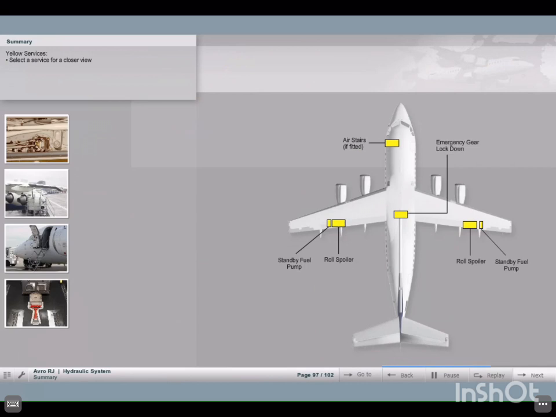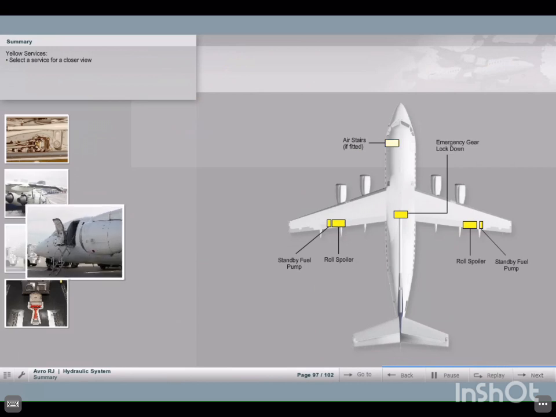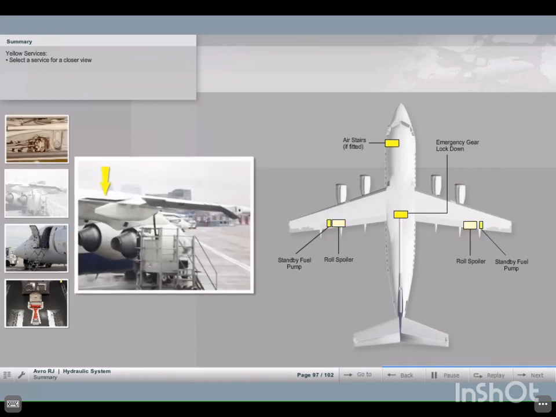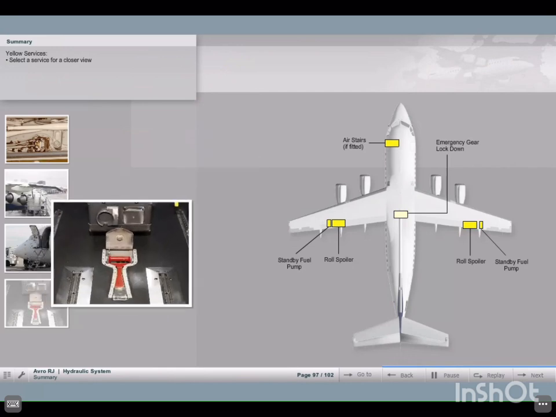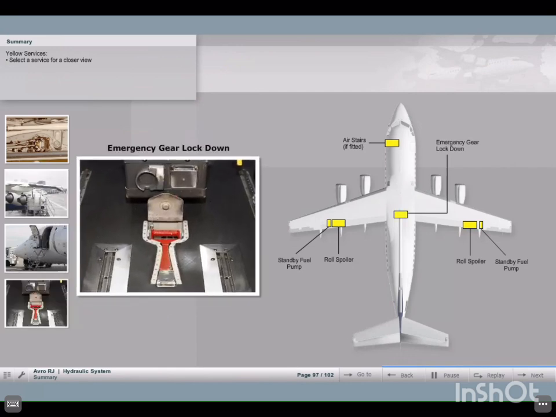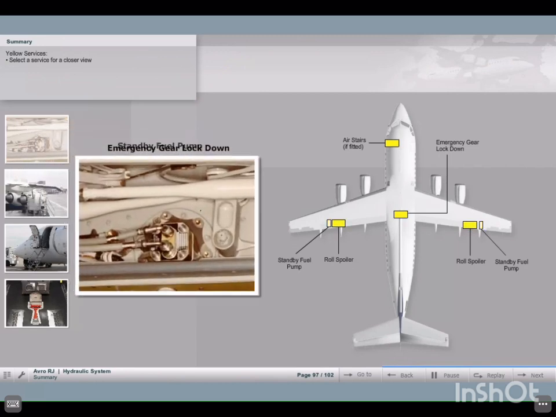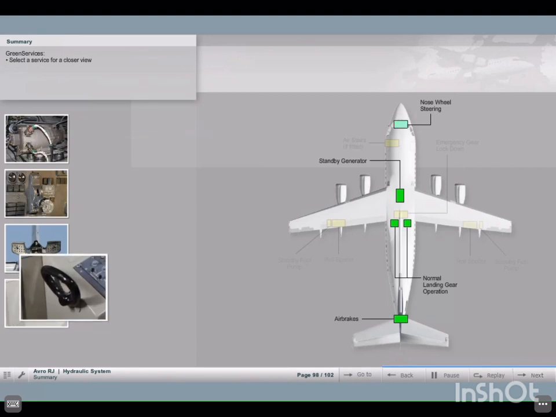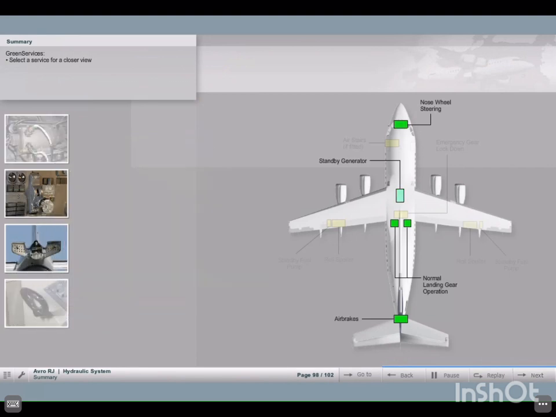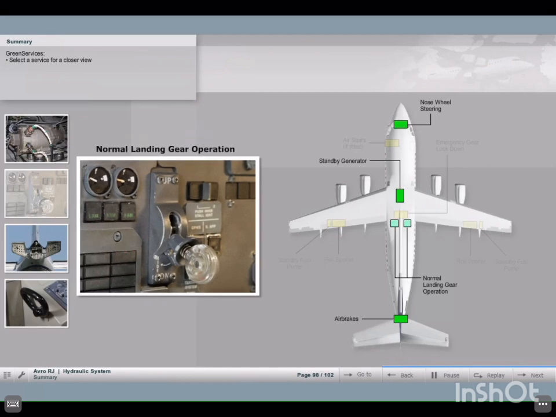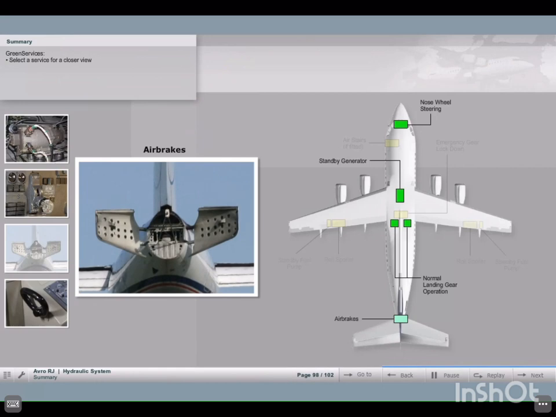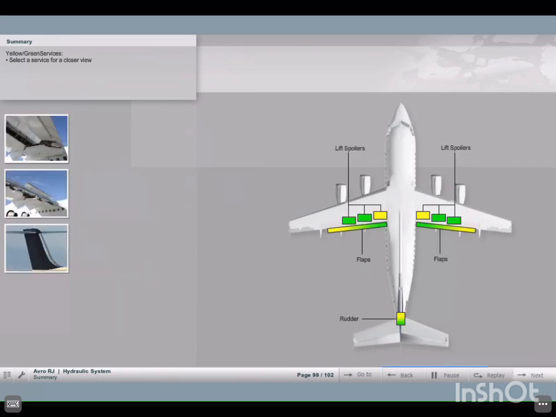Yellow services. Select a service for a closer view. Green services. Select a service for a closer view. Yellow and green services. Select a service for a closer view.